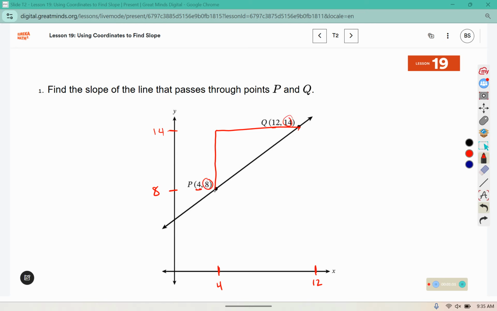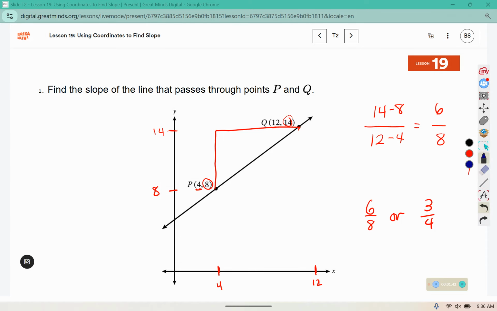So to figure out how much we went up, we need to look for the difference between 14 and 8. 14 minus 8 is 6. And then for how far we went over, we went from 4 to 12. So the difference from 12 to 4 is 8. And we divide how far we go up by how far we go over. So this one has a slope of 6/8, or if we reduce that, that would be a slope of 3/4.